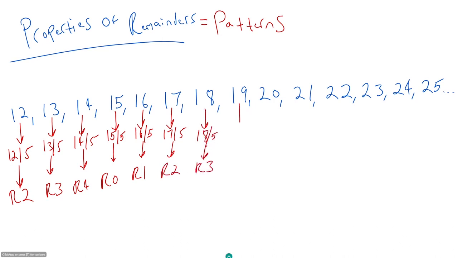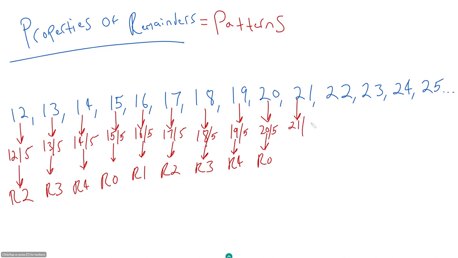And so our pattern is starting back up again. 19 over 5 is 3 remainder 4. And so now you can maybe predict what will happen when you get to 20. 20 over 5 is not 3 remainder 5, right? It is 4 remainder 0. And so we have this resetting, repeating pattern.